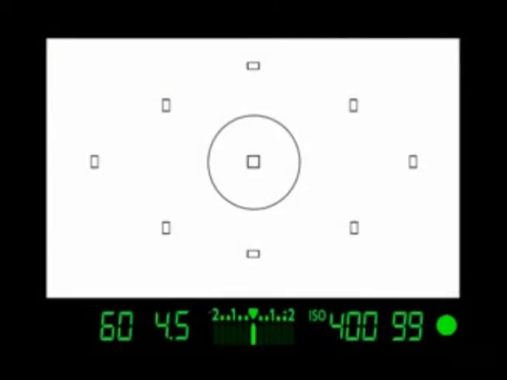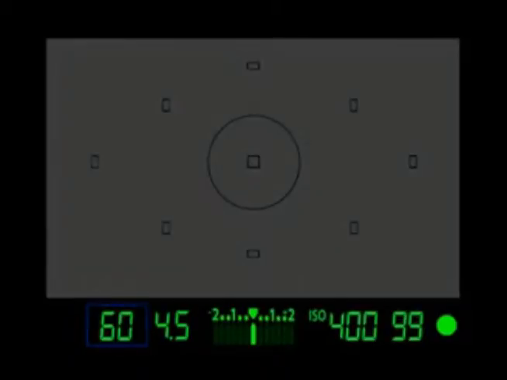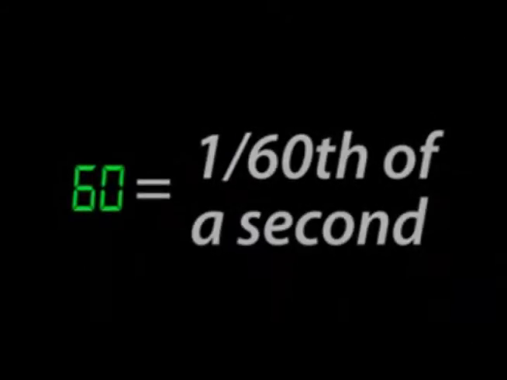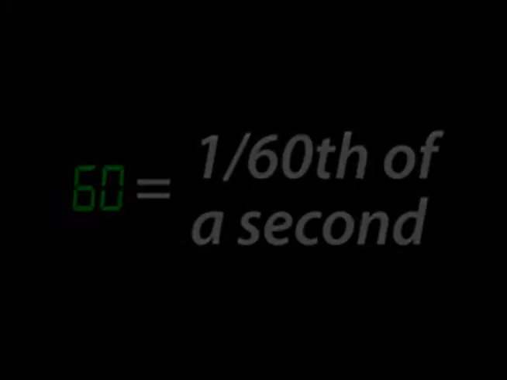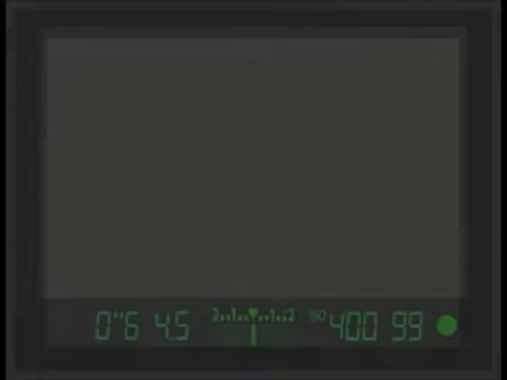For most cameras, shutter speed is displayed as whole numbers, which in actuality are really fractions. For example, a number such as 60 in the viewfinder or on the LCD is really 1/60th of a second. Slower shutter speeds will display quotation marks, which indicate a measure in seconds.